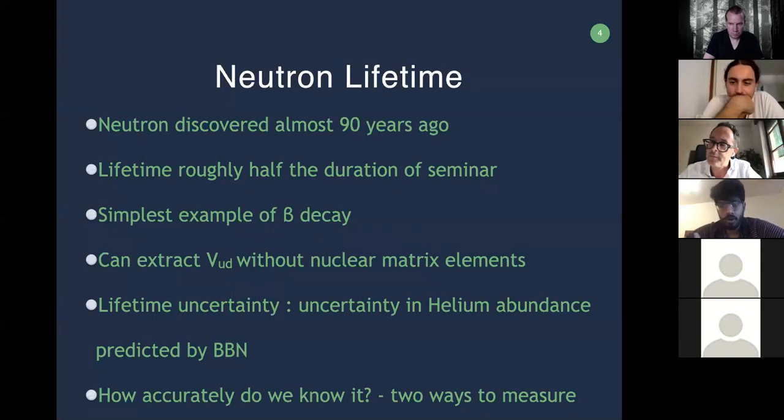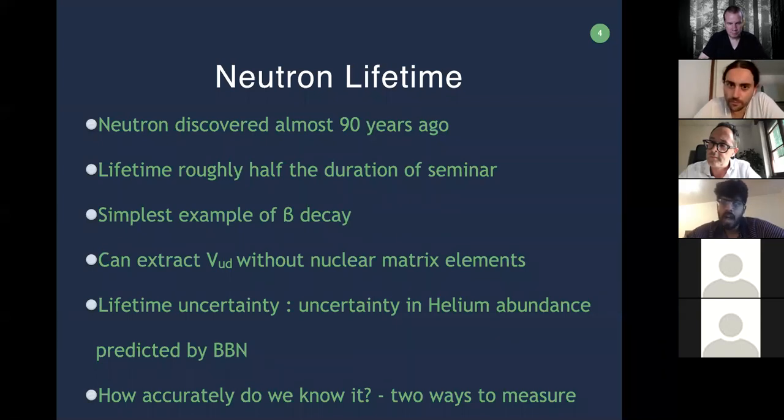It is good to know the neutron lifetime very well, because if you knew it very accurately, you could extract things like the CKM matrix element, V_ud, without more complicated nuclear matrix elements, which are currently used. So bigger nuclei beta decays are used to extract V_ud. And the lifetime uncertainty is the main cause of uncertainty in the helium abundance predicted by Big Bang nucleosynthesis. So for this reason also, it'll be good to know what the neutron lifetime is.